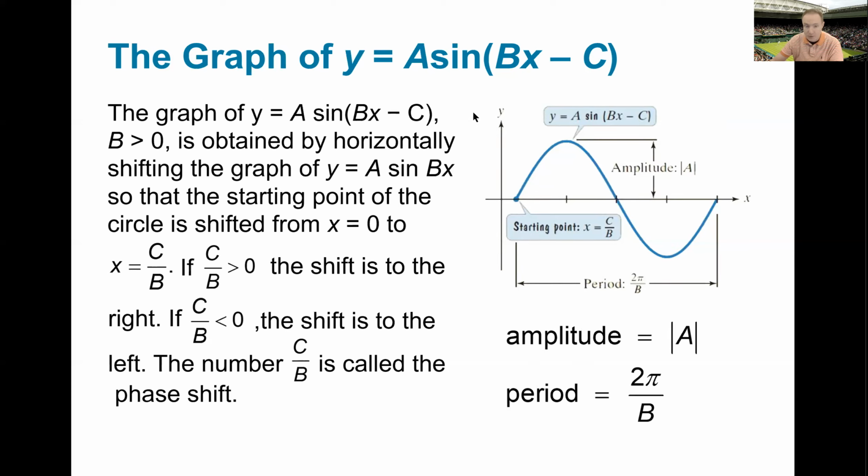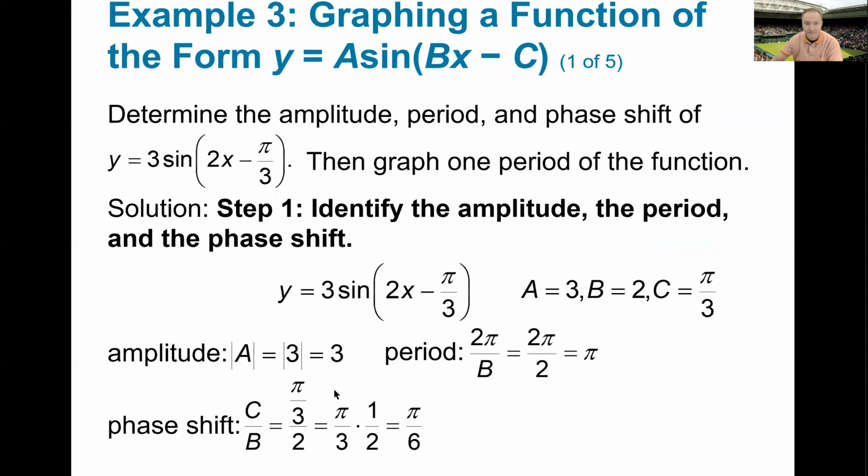Now, of course, it's to the right. Anytime you have minus c, that's to the right. If that would have been plus c, it'd be a shift to the left. So that number c over b is going to be called the phase shift. You could think of it as a horizontal shift.